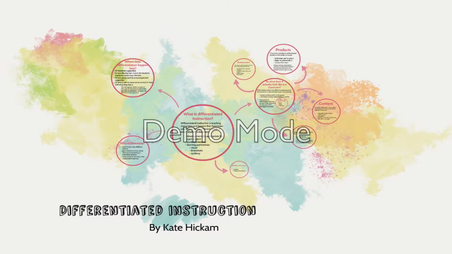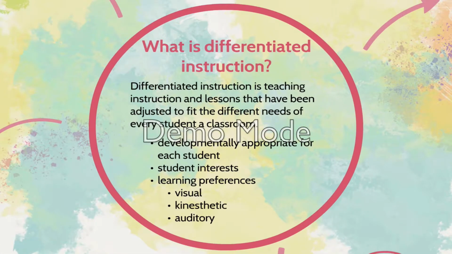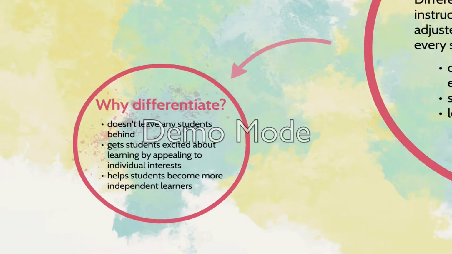Differentiated instruction. Differentiated instruction is teaching instruction and lessons that have been adjusted to fit the different needs of every student in a classroom. They are developmentally appropriate for each student. They fit student interests and learning preferences, such as visual, kinesthetic, auditory learners.